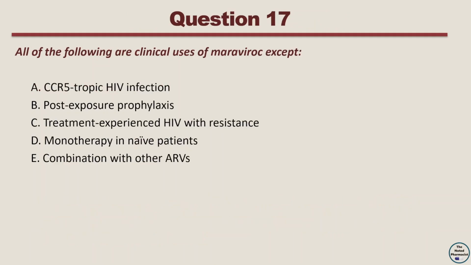Question 17. All of the following are clinical uses of maraviroc except: Option A, CCR5 tropic HIV infection. Option B, post-exposure prophylaxis. Option C, treatment-experienced HIV with resistance. Option D, monotherapy in naive patients. Option E, combination with other ARVs.